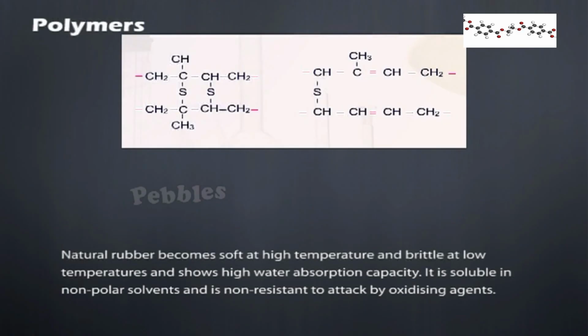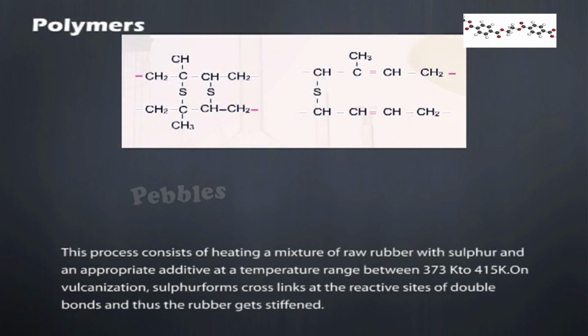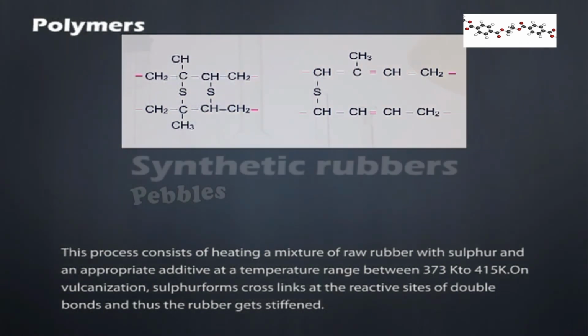Natural rubber becomes soft at high temperature and brittle at low temperatures and shows high water absorption capacity. It is soluble in nonpolar solvents and is non-resistant to attack by oxidizing agents. This process consists of heating a mixture of raw rubber with sulfur and an appropriate additive at a temperature range between 373 K to 415 K. On vulcanization, sulfur forms crosslinks at the reactive sites of double bonds and thus the rubber gets stiffened.